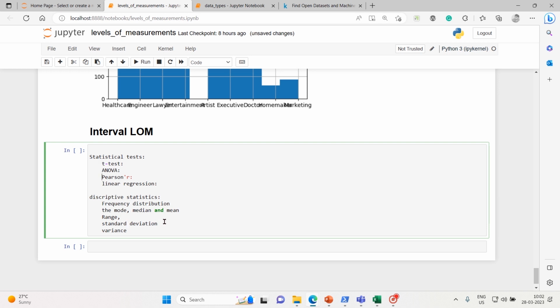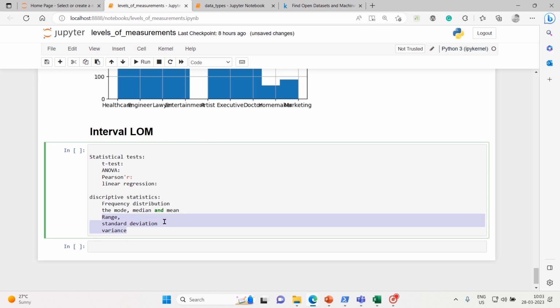And the descriptive statistics that we can use, as usual, frequency distribution is used for all of the levels of measurement. Then the mode, median, and the mean. The mode is only for nominal, and the mode and median for both nominal and ordinal. And then mode, median, and mean can be used for the interval level of measurement also. These three measures are known as measures of central tendency. Then you have range, standard deviation and variance. These are all measures of variability.